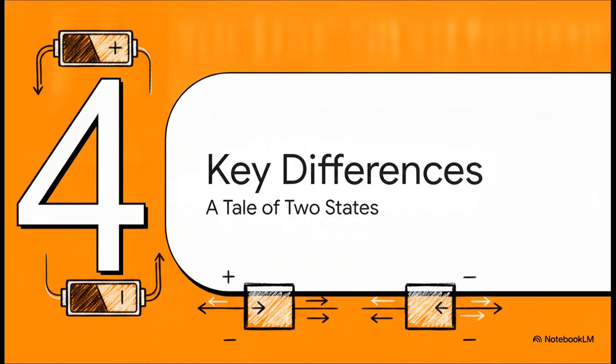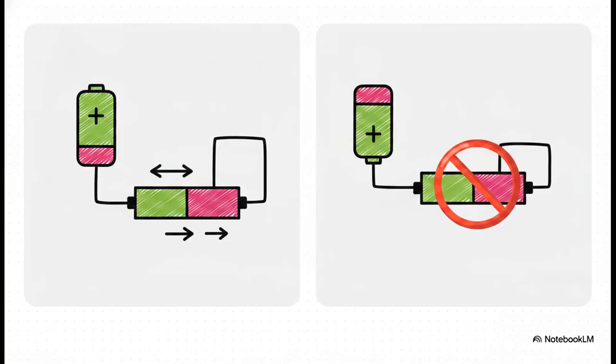Part 4. Comparing the key differences. A tale of two states. Let's put both of these concepts side by side. The entire difference here boils down to one simple physical connection: how the positive and negative terminals of the battery are wired to the P and N regions. P to positive and N to negative gives us forward bias, but P to negative and N to positive gives us reverse bias. It really is that straightforward.